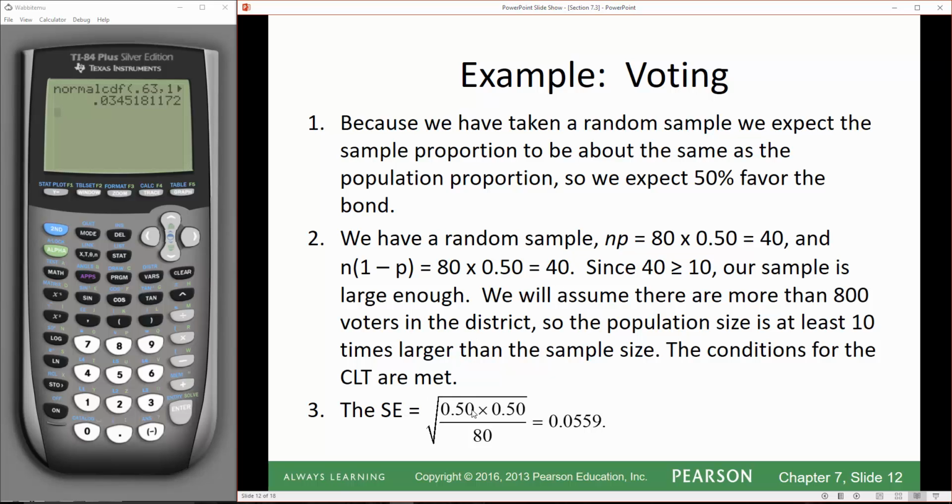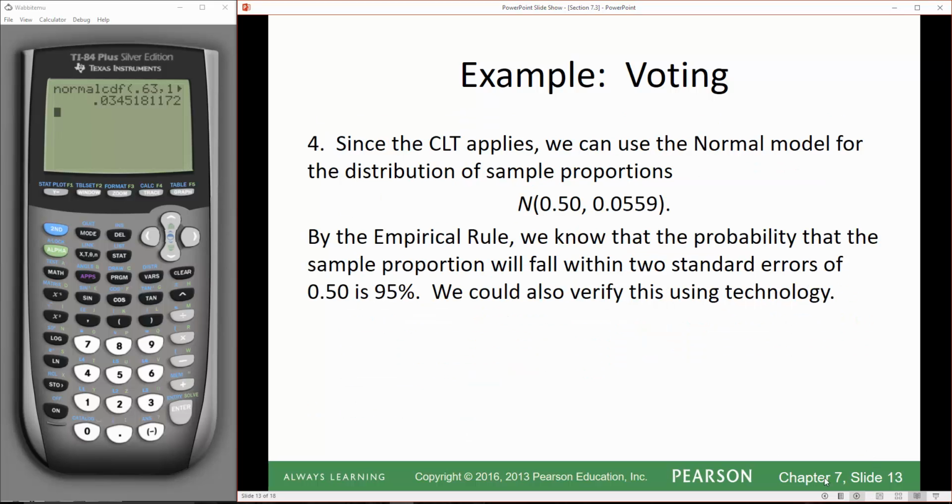So if we plug in p and n into our standard error equation, we get a standard error of 0.0559. And since the central limit theorem applies, we can use the normal model for the distribution. So here's my normal model, here's my mean, there's my standard deviation. By the empirical rule, we know that the probability that the sample proportion will fall within two standard errors of 0.5 is 95%.